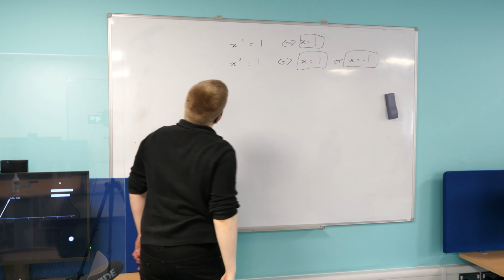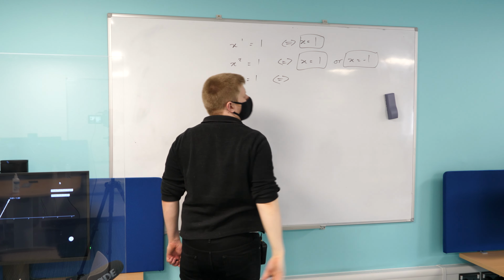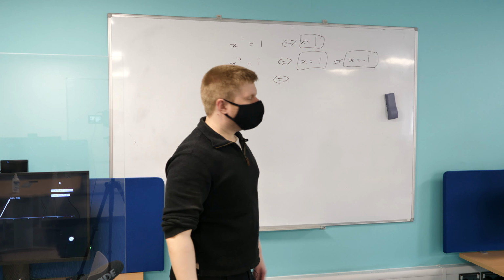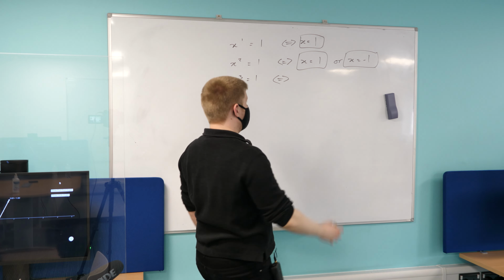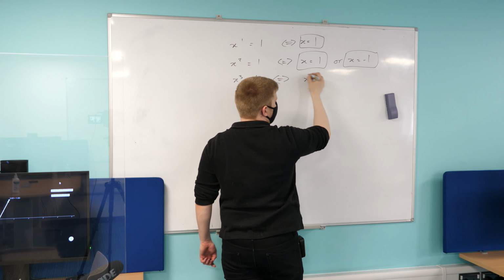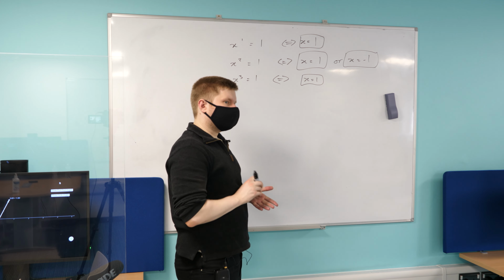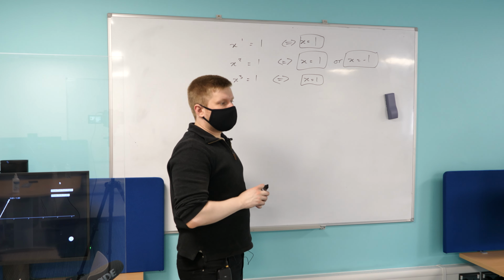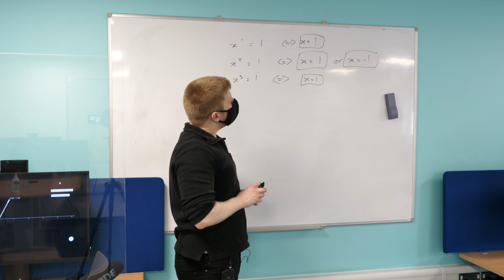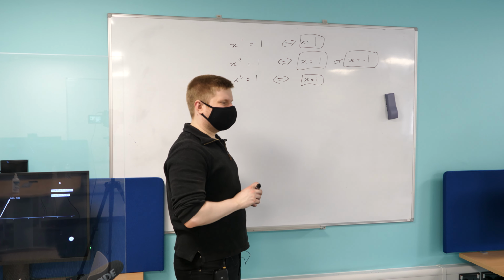Okay. All right, let's try this one. x to the power of 3 equals 1. Solution? I think it has to be 1. Good. 1 cubed is definitely still 1. What about negative 1? No, it's not negative 1, because negative 1 cubed is negative 1.